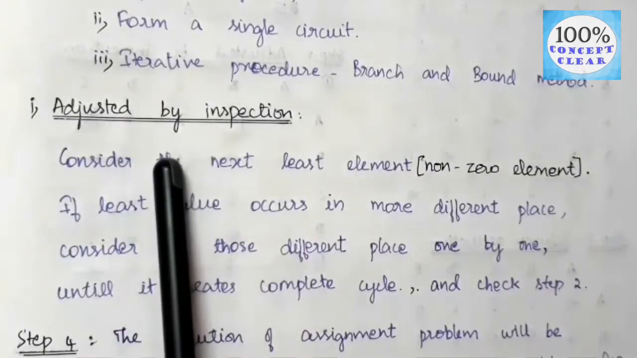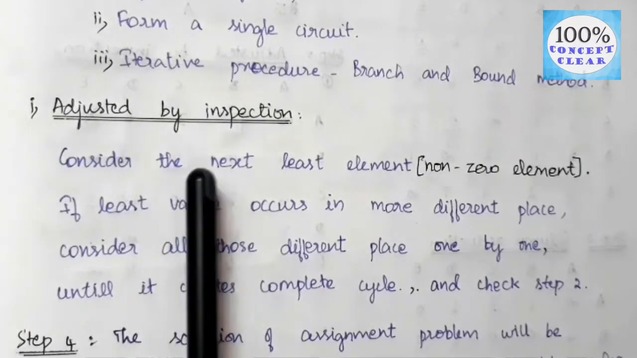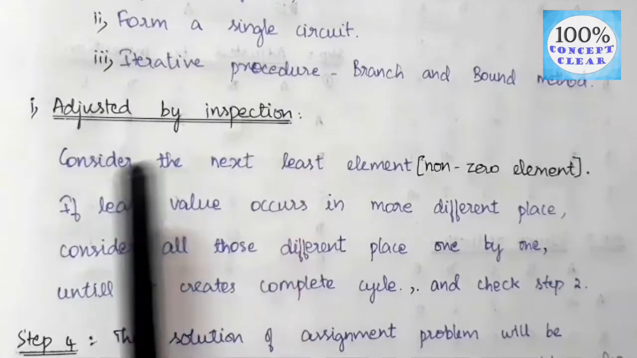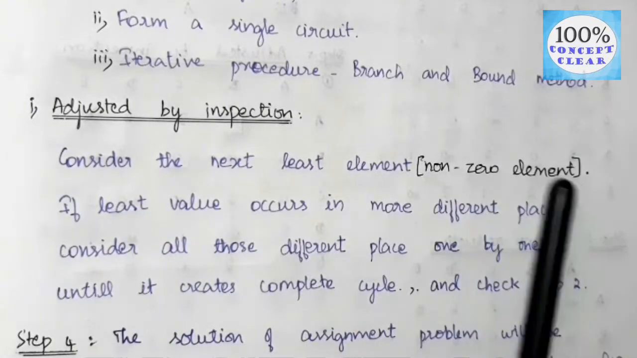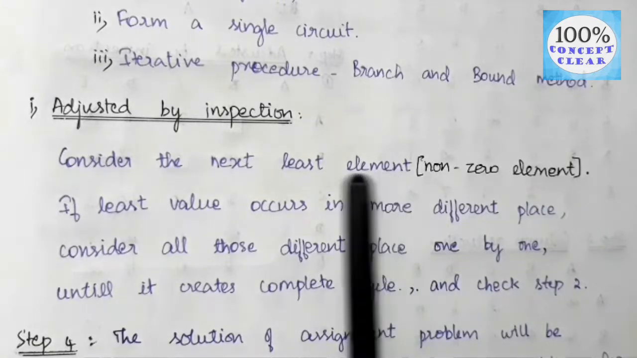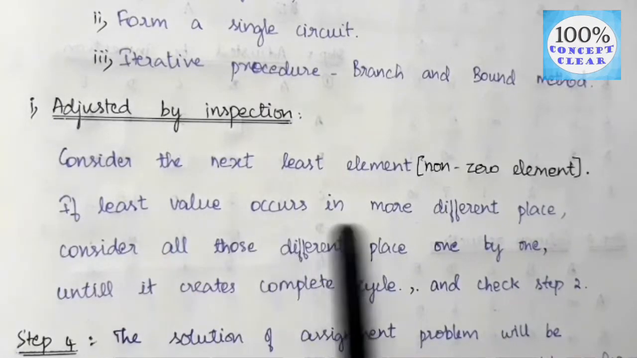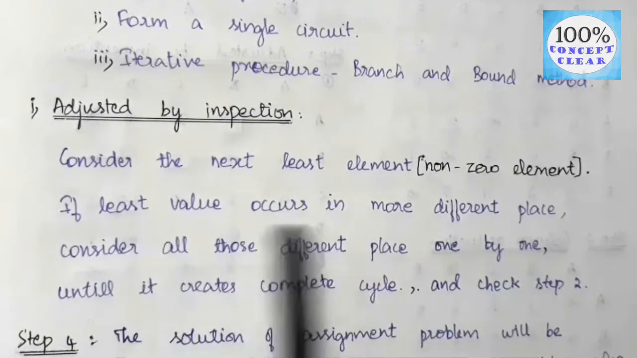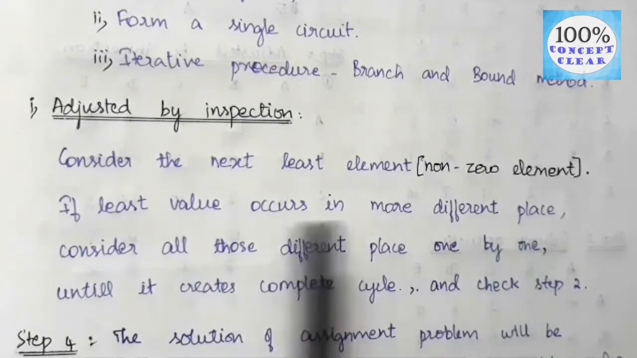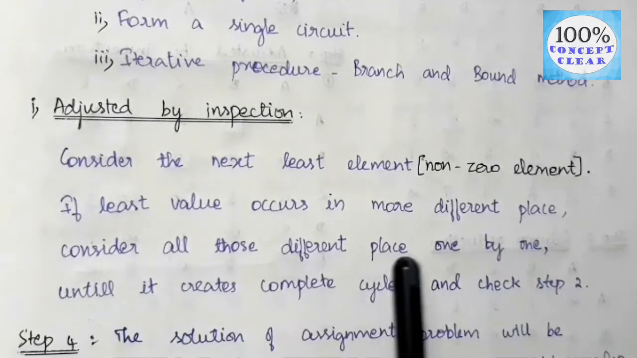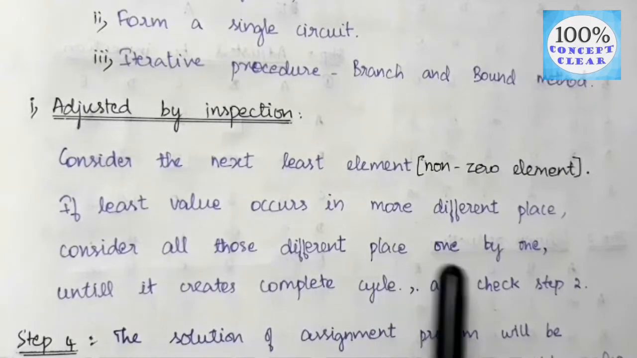So always in assignment, we choose the 0 element and mark that 0 element. But what we have to do in adjusted by inspection is consider the next least element, that is the non-zero element. If the least element occurs in several different places, so if we are considering 1, and that 1 occurs in more different places, we should consider all those different places one by one.